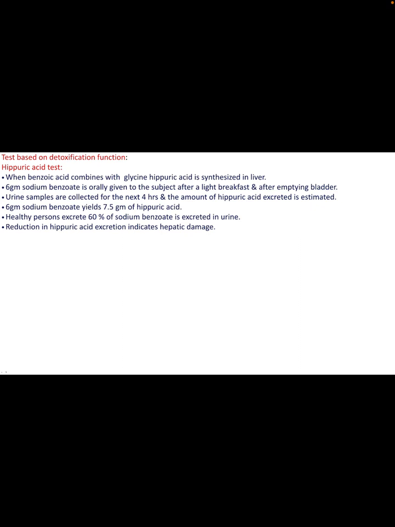Next, test based on detoxification function. For this we use the hippuric acid test. When benzoic acid combines with glycine, hippuric acid is synthesized in the liver. 6 grams of sodium benzoate is given orally to the subject after a light breakfast and after emptying the bladder. Urine samples are collected for the next 4 hours and the amount of hippuric acid excreted is estimated. 6 grams of sodium benzoate yields 7.5 grams of hippuric acid. A healthy person can excrete 60% of the sodium benzoate in urine. So reduction in hippuric acid excretion indicates hepatic damage.